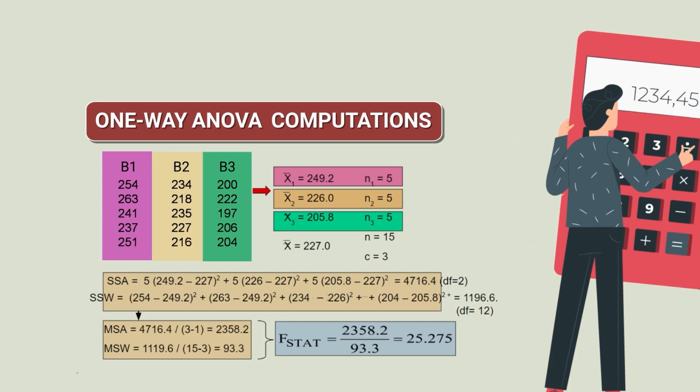As I said, the F distribution has 2 parameters, that is, the degrees of freedom associated with the numerator of the F statistic, and the degrees of freedom associated with the denominator. The numerator has 2 degrees of freedom and the denominator of the F stat has 12 degrees of freedom. So we will be using the F distribution with degrees of freedom 2 and 12.